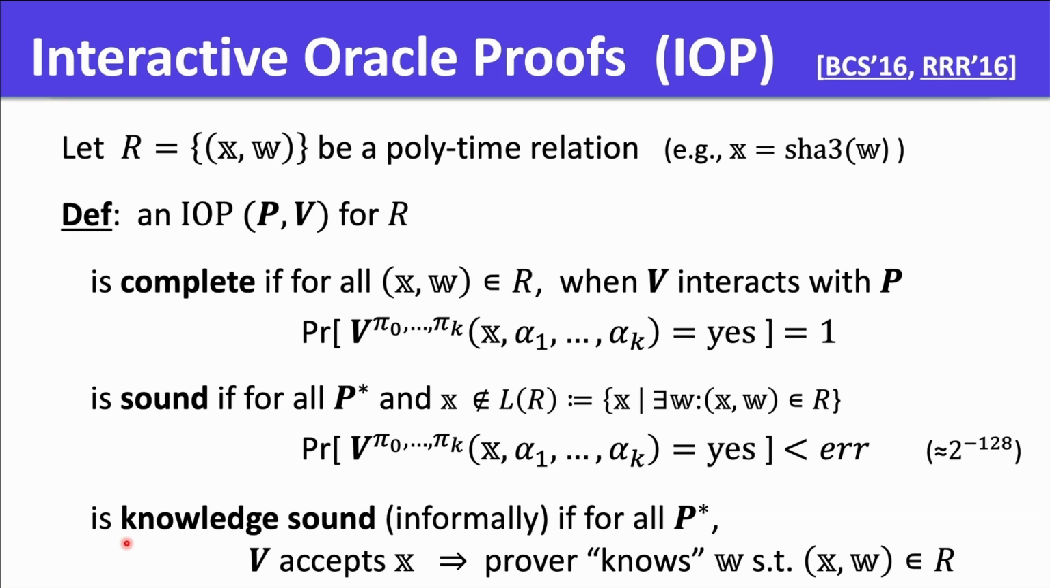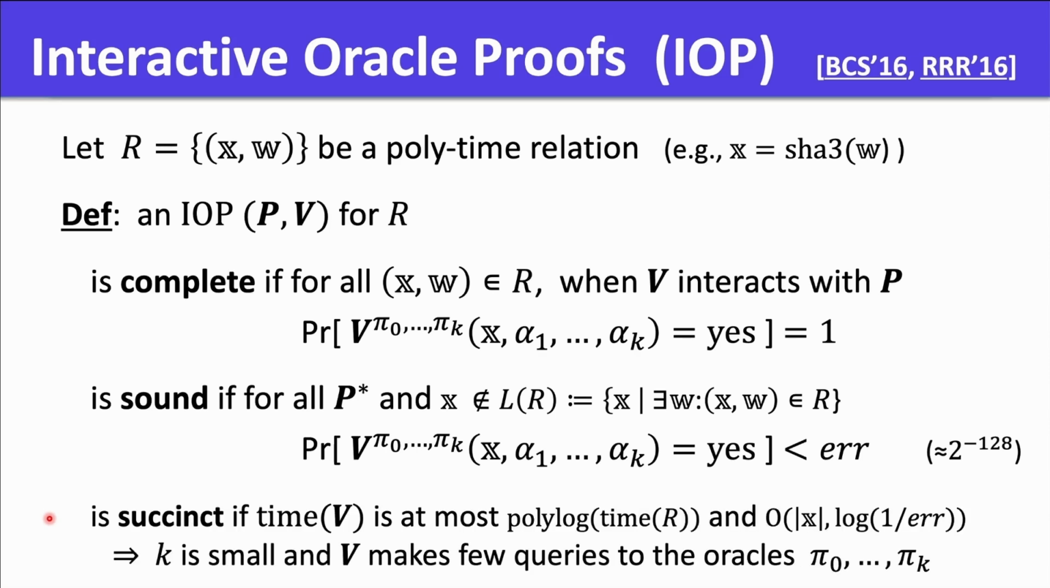We'll say that the IOP is knowledge sound if a malicious prover is able to convince the verifier to accept X. That means that the prover actually knows W such that XW is in R. I'm going to keep this definition informal. You can look up some of the papers to see how to formally define what knowledge soundness means. So given these 3 requirements, there's a trivial IOP system where the prover just sends the witness to the verifier and the verifier checks the witness by itself.